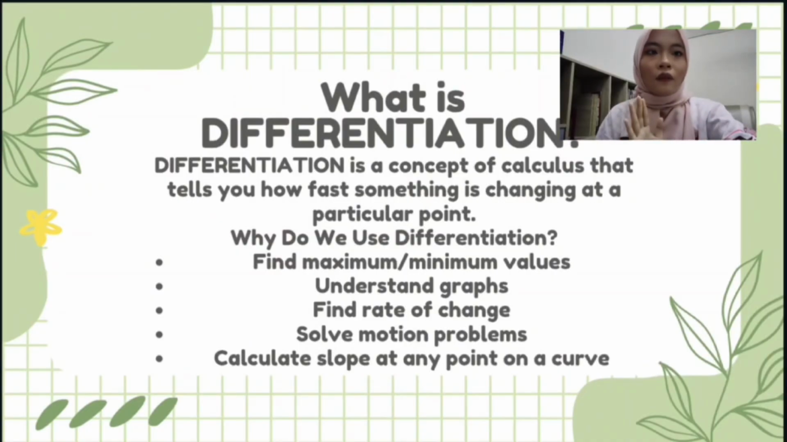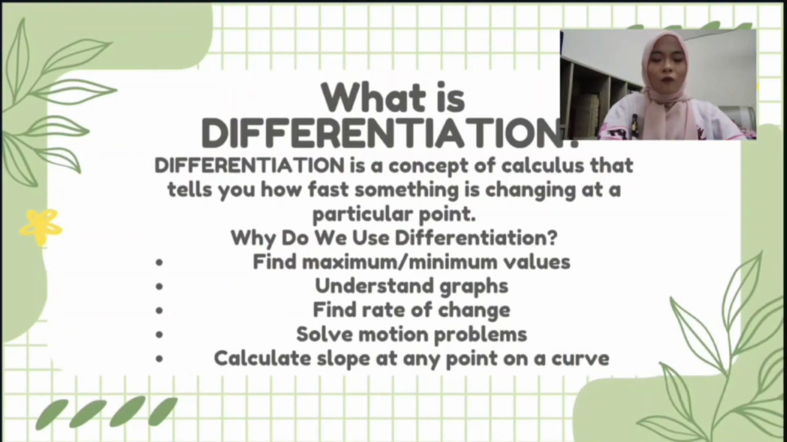Fifth, it helps us calculate slope at any point on a curve. How does it help us? Well, a straight line has a constant slope, but a curve doesn't. Differentiation gives us the exact gradient at any position on the curve, so we can understand how steep it is at that moment. That is all I can explain about differentiation.